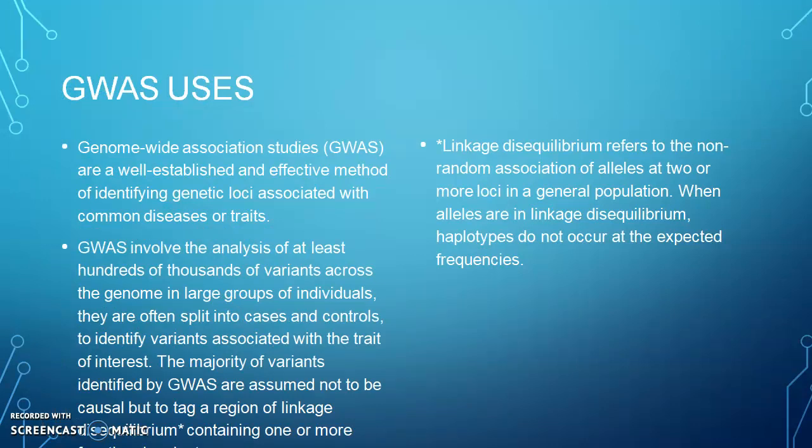So what do we use GWAS for? Since we've established that they're a well-effective method for identifying genetic loci associated with common diseases or traits, GWAS involve the analysis of at least hundreds of thousands of variants across the genome in large groups of individuals. They are often split into cases and controls to identify variants' associations with the trait of interest. The majority of variants identified by GWAS are assumed to be causal, but to tag a region of linkage disequilibrium containing one or more functional variants. Linkage disequilibrium refers to the non-random association of alleles at two or more loci in a general population. When alleles are in linkage disequilibrium, haplotypes do not occur at the expected frequencies.